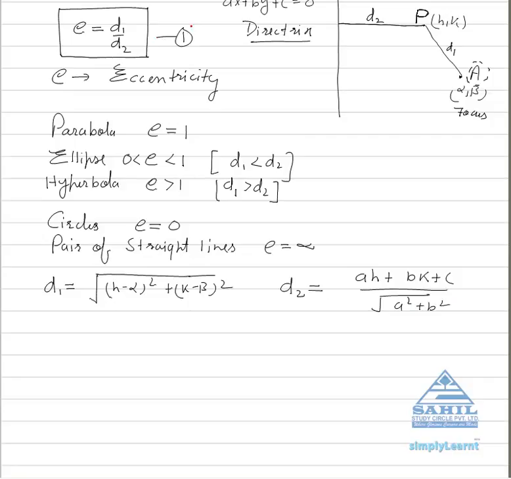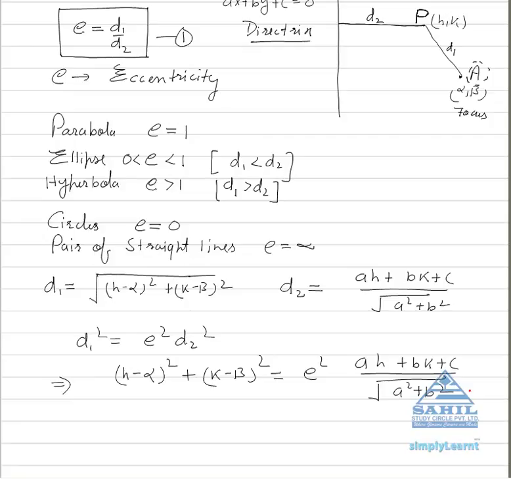Now with the initial equation we can have that d1 square equals e square into d2 square. This implies that (h minus alpha) whole square plus (k minus beta) whole square is equal to e square into (ah plus bk plus c) whole square upon a square plus b square. Okay, and to find out the locus of the equation we have to convert h and k into x and y. So our final equation will become (x minus alpha) whole square plus (y minus beta) whole square is equal to e square into (ax plus by plus c) whole square upon a square plus b square.